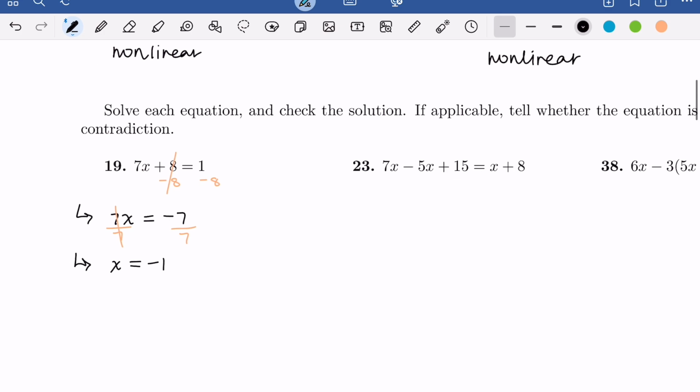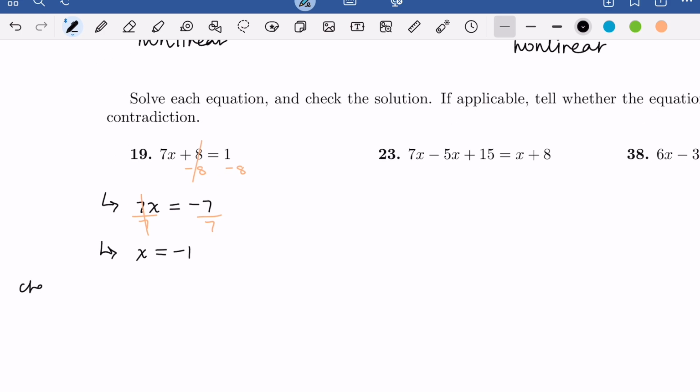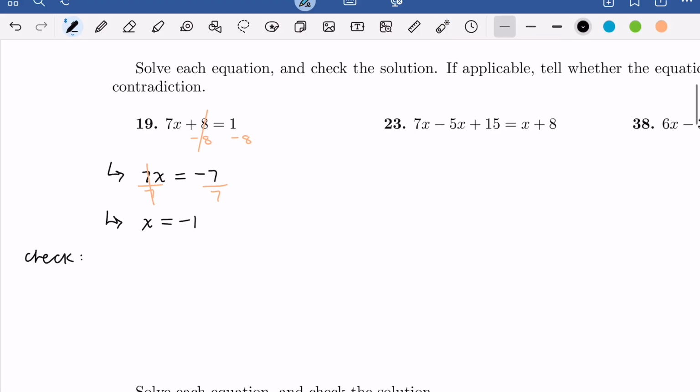All right, now we do want to check that this is a solution to this equation here. And we do that just by plugging in this value that we got for our variable back into our equation. So let's do that. We're going to plug in this negative 1 into our x there, and just make sure that this is, in fact, a true equation here.